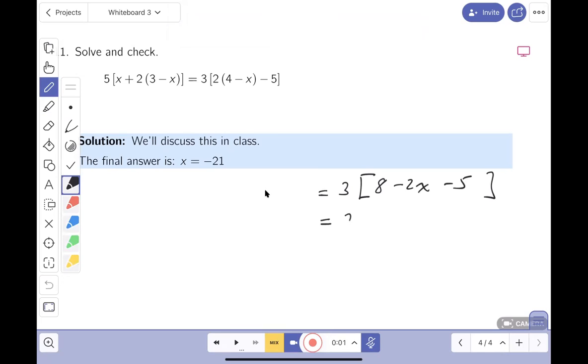I'm going to keep working with this side. And what do I get? 8 minus 5 is 3. 3 minus 2x. Now I'm going to remove the grouping symbol. 3 times 3 is 9 minus 6x.